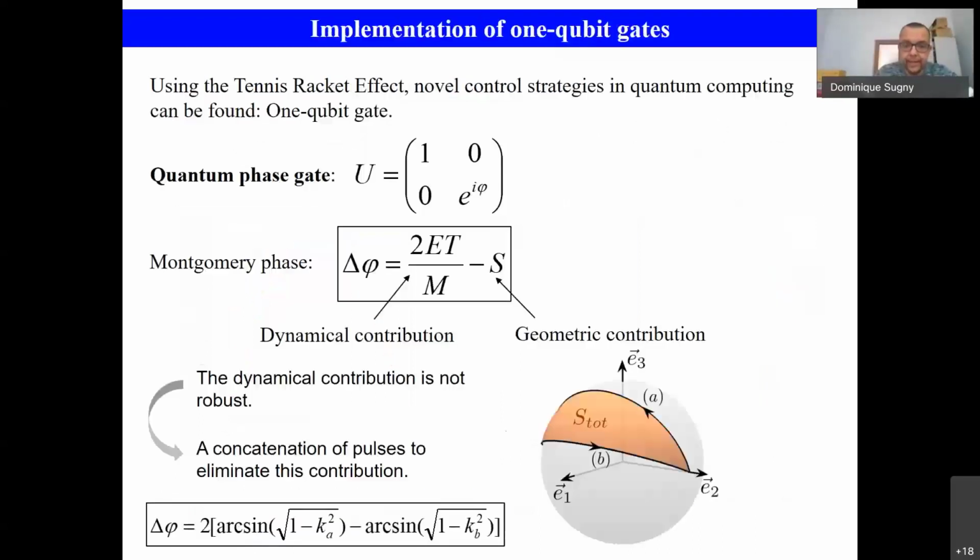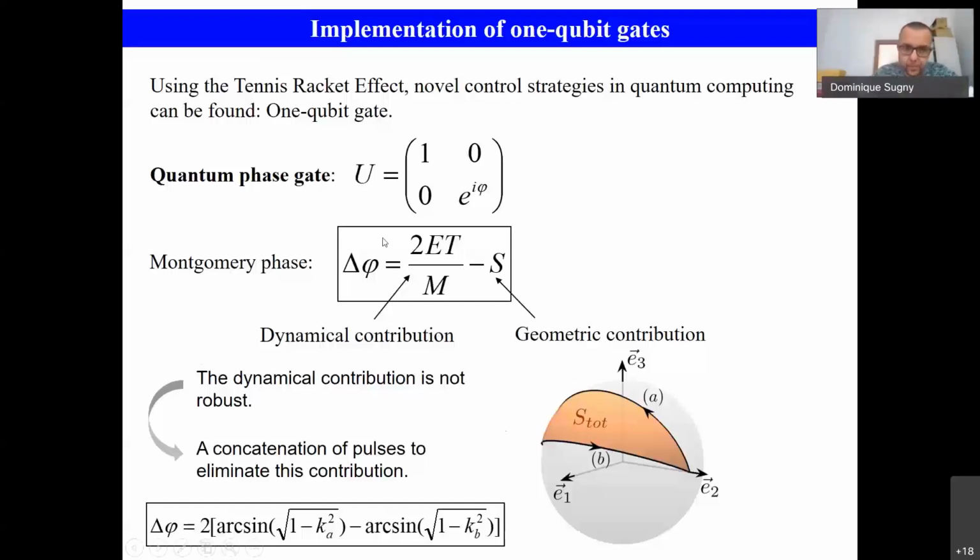Okay, and another point that we also show is the implementation of qubit gates. By using the tennis racket effect, we can find some new control strategy in quantum computing, to implement one qubit gate. Here I'm going to give you the example of a quantum phase gate, which is described by the following unitary evolution. But we can generate any one qubit gate.